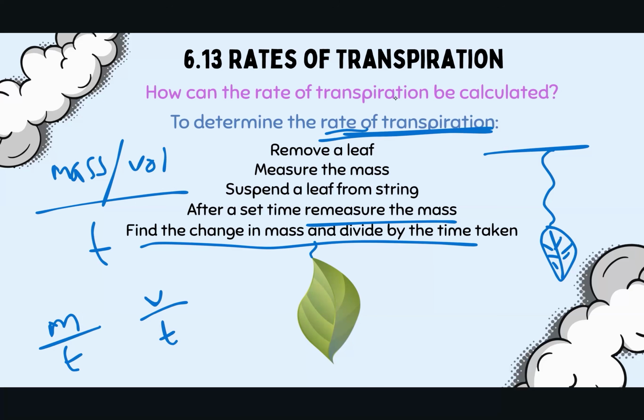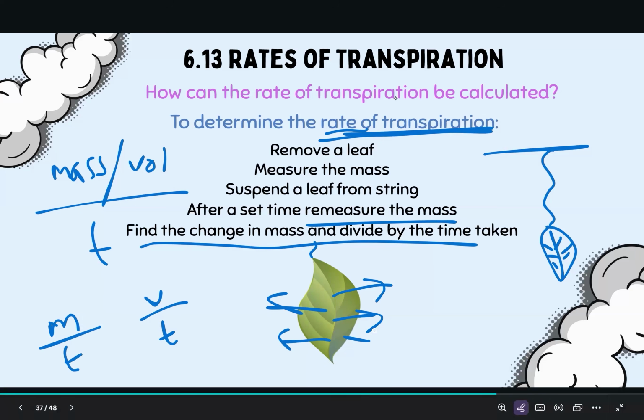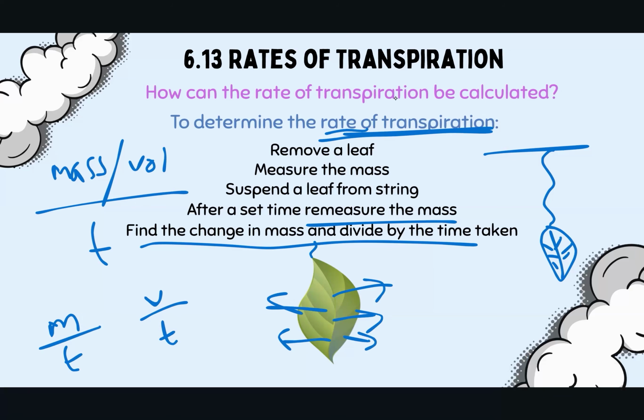Because in this case, either the water has entered or water has exited. Now we're looking more for when water exits. So we're seeing what the change in mass is. Divide that by time and we therefore know the speed at which that occurred, the rate at which it occurred.